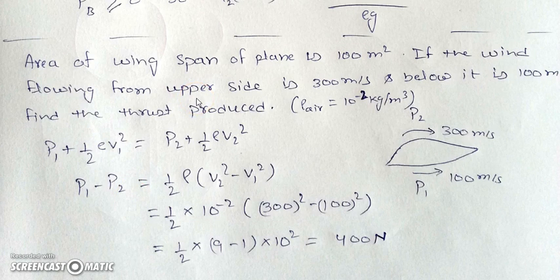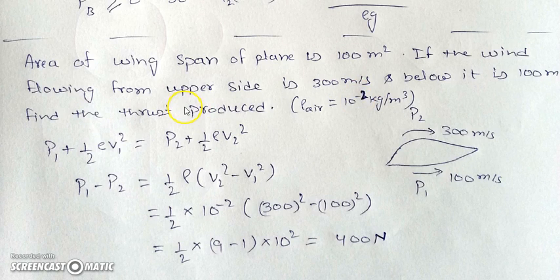In the next example, it is explained how an aeroplane flies with the help of Bernoulli's equation. In an aeroplane, the shape of the wings is made such that the air moving over the top moves with a higher velocity, and the air moving below the wing has a lower velocity. We have just taken a few random values: 300 meters per second and 100 meters per second. The area of the wings is 100 square meters, and the density of air is 10 to the power minus 2 kg per cubic meter. These are just random values to find the answer.